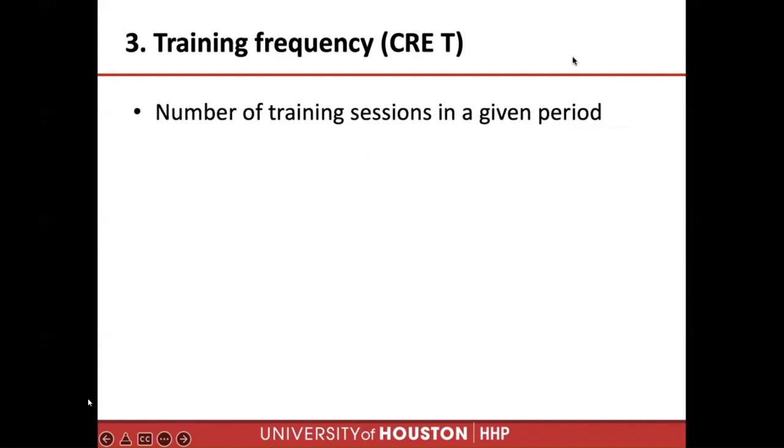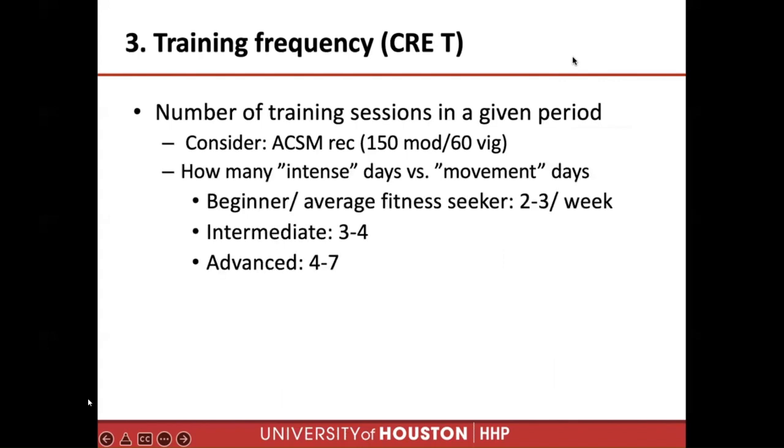With our cardiorespiratory exercise training, frequency is still the number of training sessions in a given period. We're going to think about, if this is our general fitness seeker, what are our ACSM recommendations? So 150 minutes of moderate, 60 of vigorous. How many intense days we have versus movement days. So we don't have sedentary days, even if it's an off day for the person, they're still moving. We're still reducing sedentary time on their non-movement day, their non-intense days.